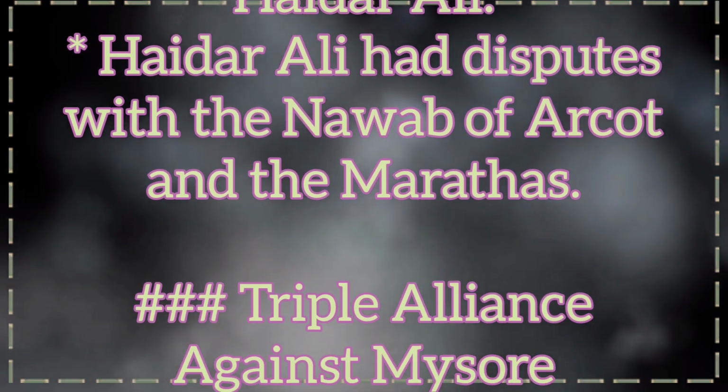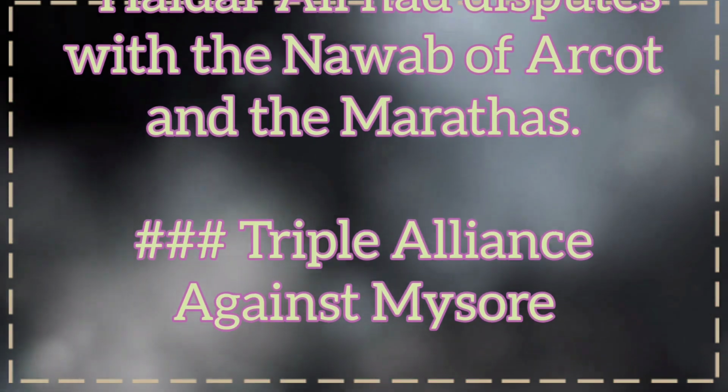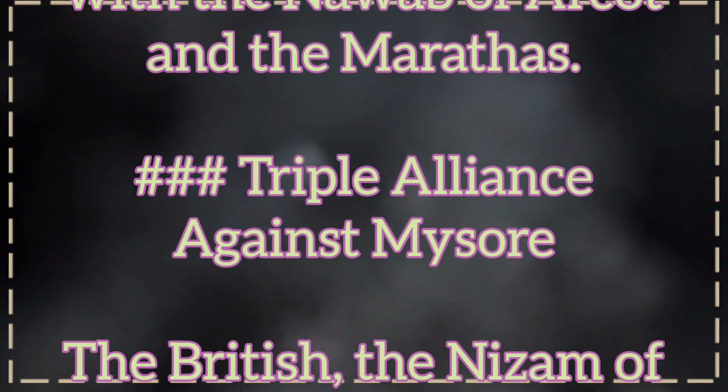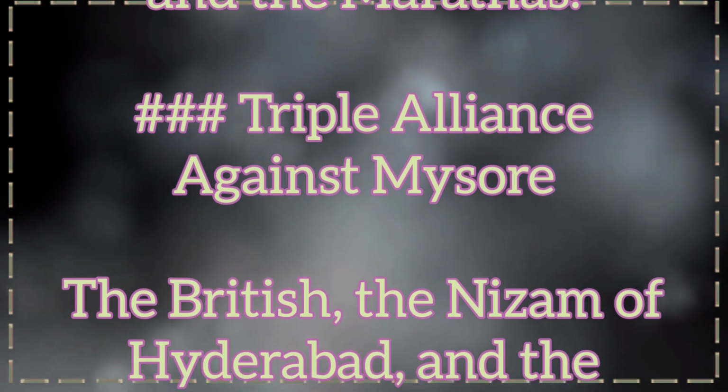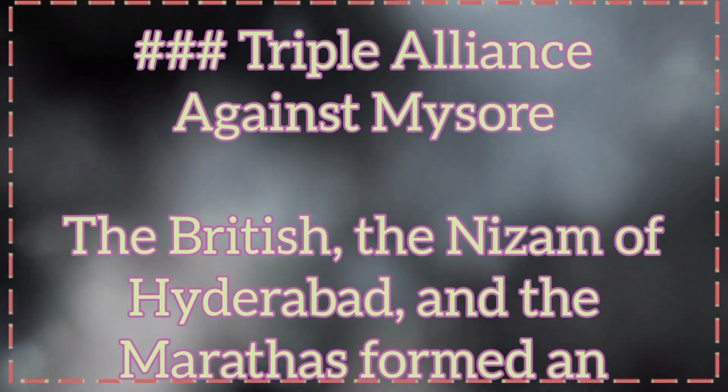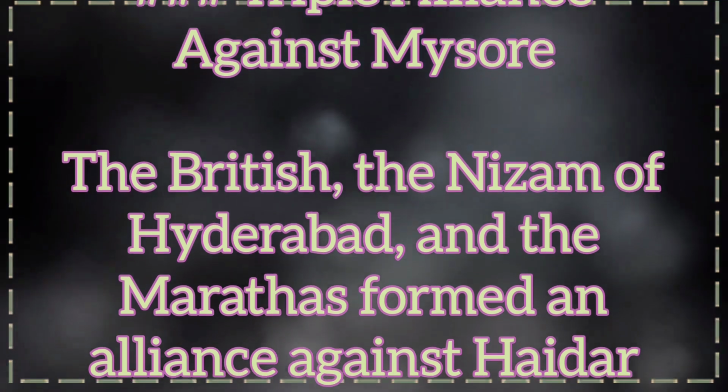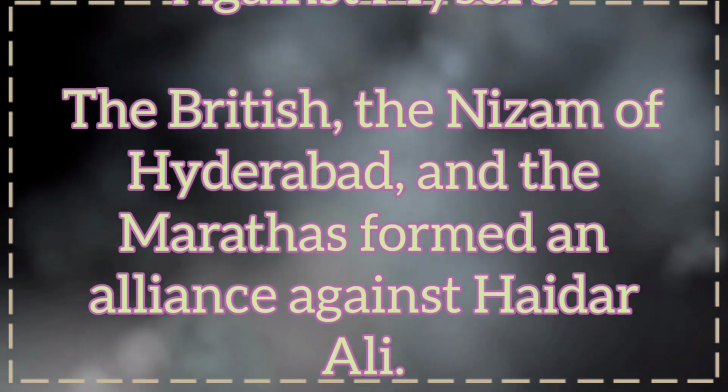Triple Alliance against Mysore. The British, the Nizam of Hyderabad, and the Marathas formed an alliance against Haidar Ali.